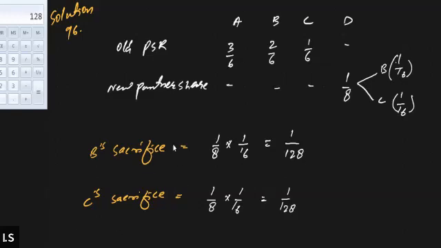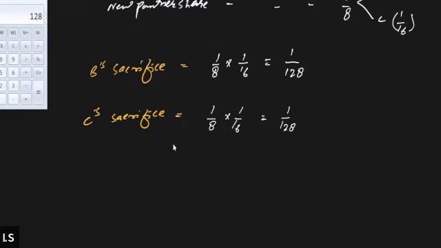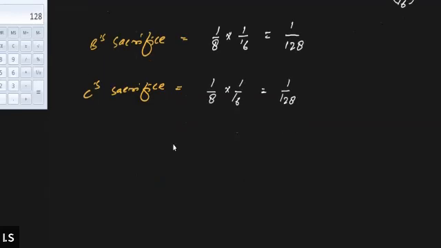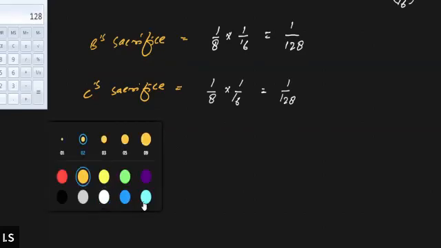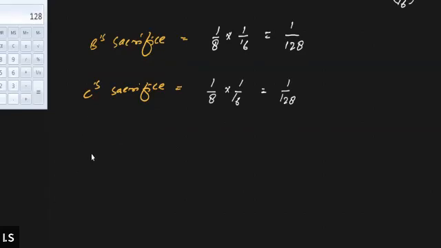Tell me if it is clear to everyone. B's and C's sacrifice is clear. Yes or no? Tell me, everyone, if it is clear or not.